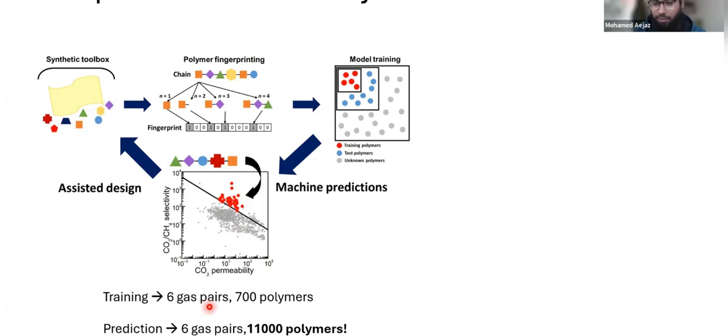This study, which is one of the first of its kind, used 6 gas pairs and 700 polymers to train their model, and they predicted the gas transport properties for 11,000 polymers for the same 6 gas pairs, which is massive, right? I mean, imagine you're predicting gas transport properties of polymers that you did not even measure before. So that's the power of using computers in this study. And again, the goal is always to have better and better gas properties.